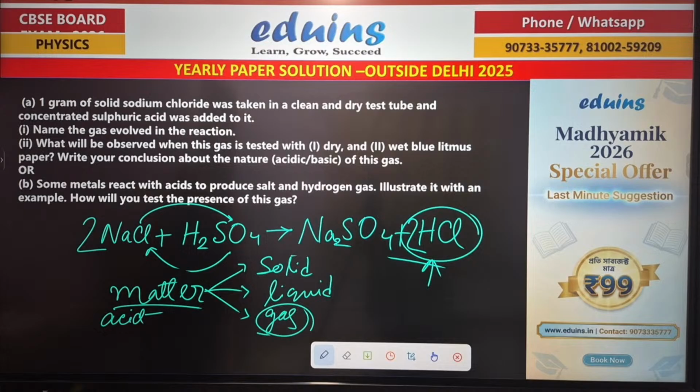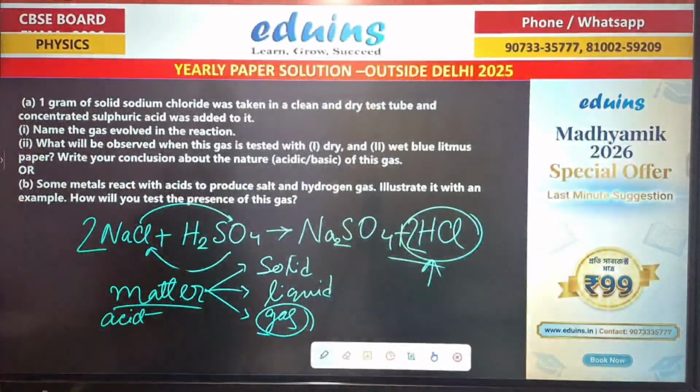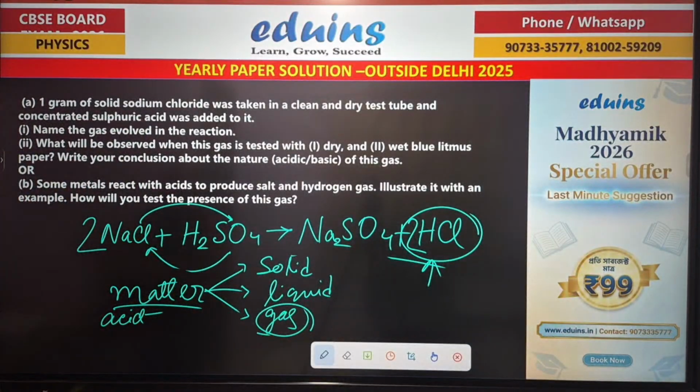Now, the gas evolved in the reaction, we get the answer. The second question is, what will be observed when this gas is tested with dry and wet blue litmus paper? So, what will be observed? Okay, Divya, can you answer it? What will be observed when this gas is tested with dry litmus paper?